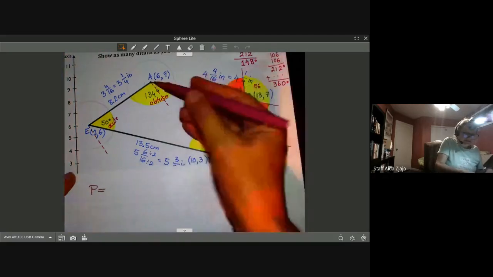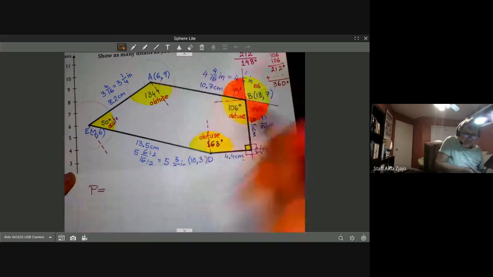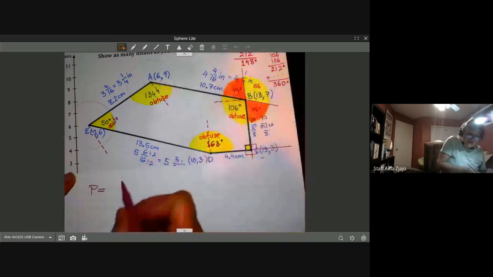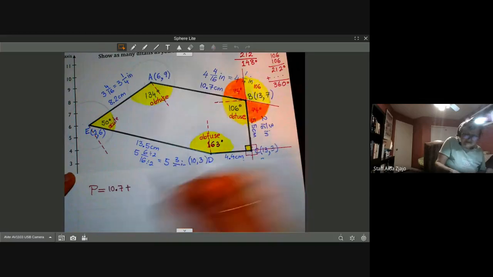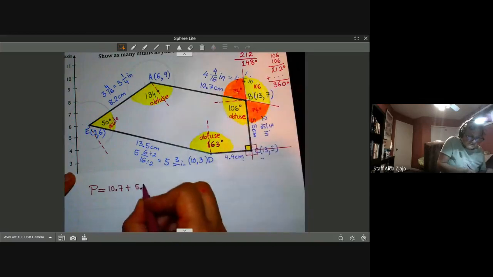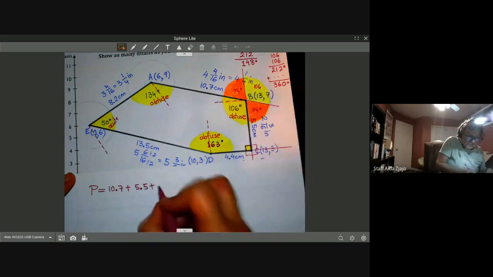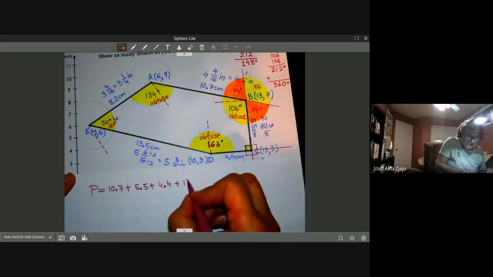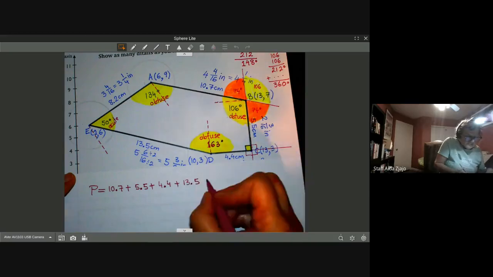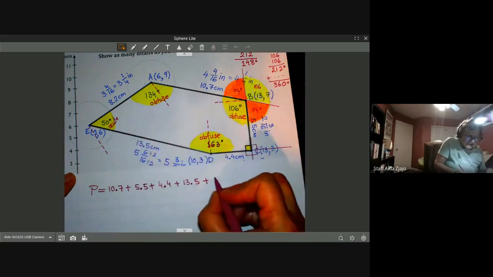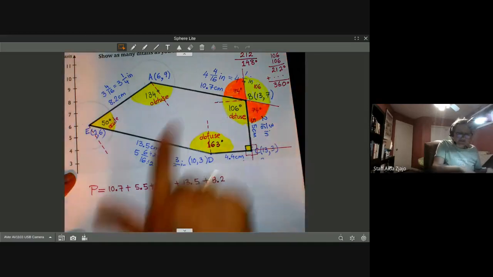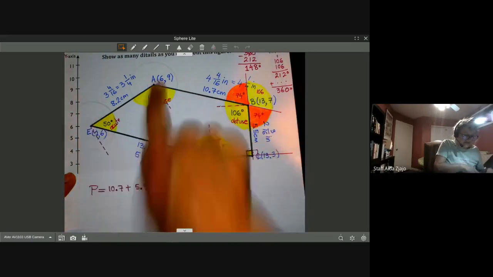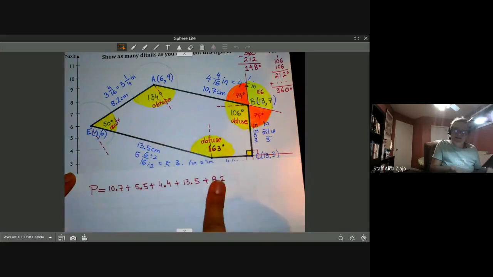This time, line segment A to B is equal to 10.7 centimeters plus 5.5 centimeters plus 4.4 centimeters plus 13.5 centimeters plus 8.2 centimeters. So I can see I have 1, 2, 3, 4, 5 sides.